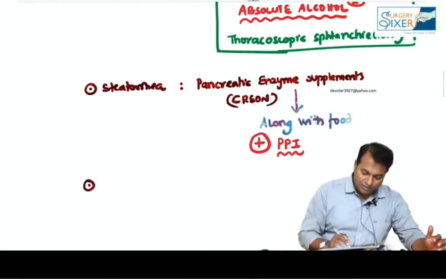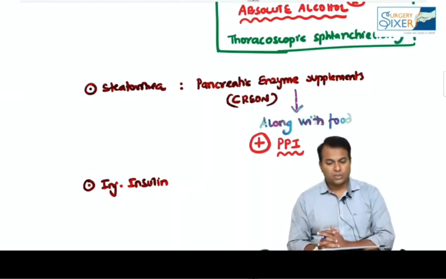And for diabetes, we should give them injection insulin. Insulin is given for diabetes. So these are the medical managements of chronic pancreatitis. They will be on this medical management.